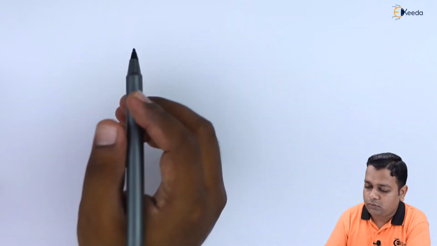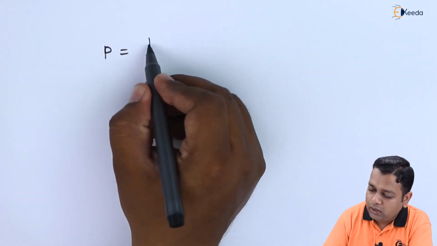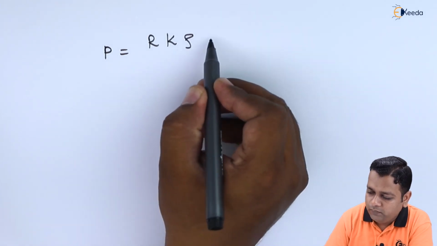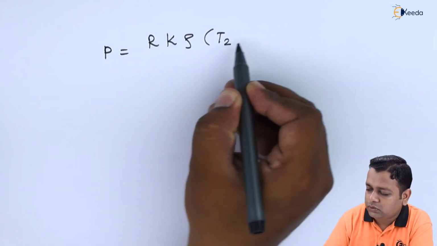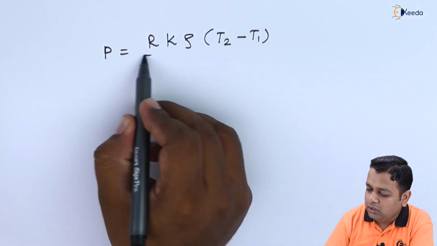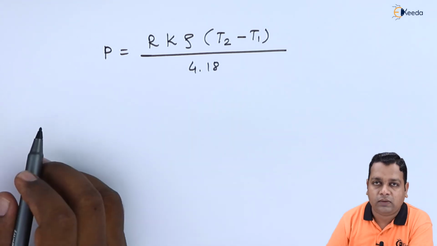Next to that, the final power can be calculated by using the formulation. The formulation can be given as capital P is equal to capital R multiplied by K rho, and in the bracket we have the difference of temperature T2 minus T1 here. So this is all divided by the constant value 4.18 here.